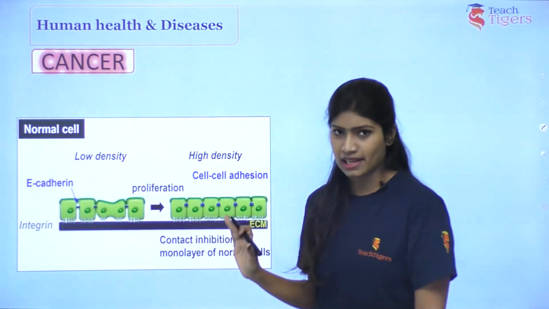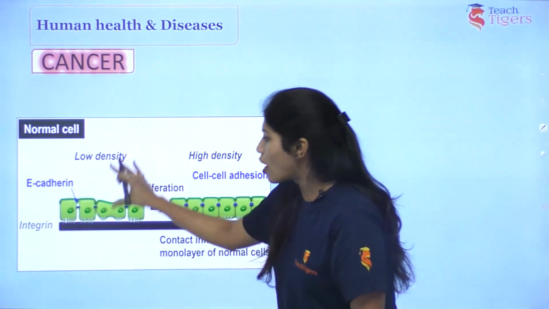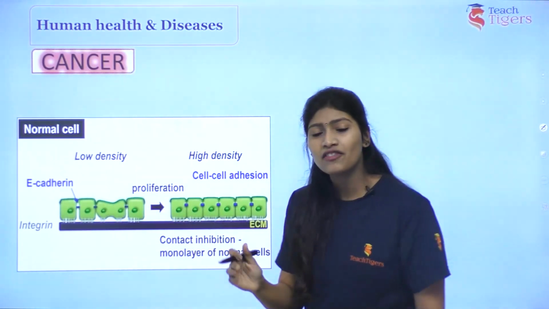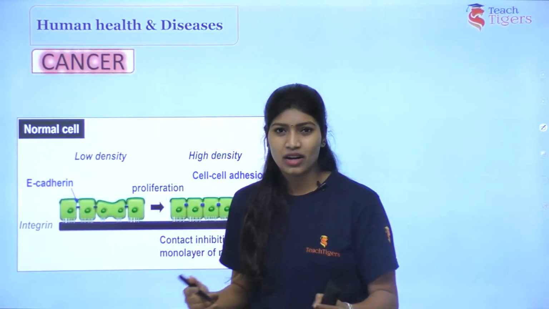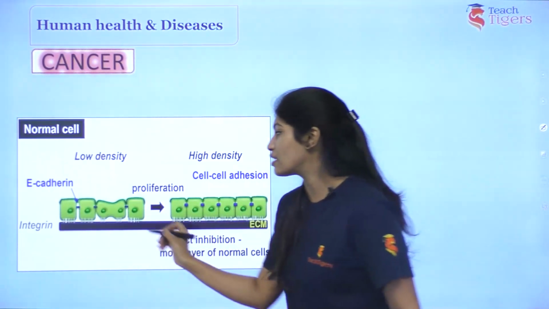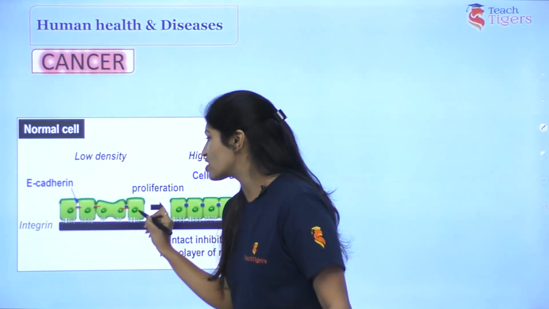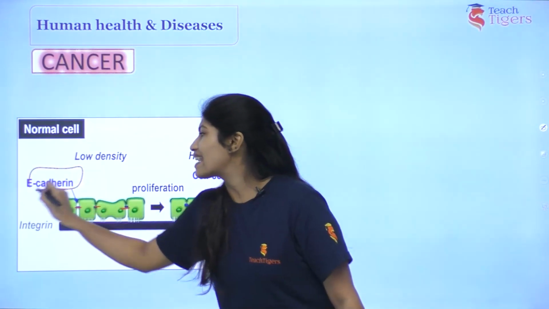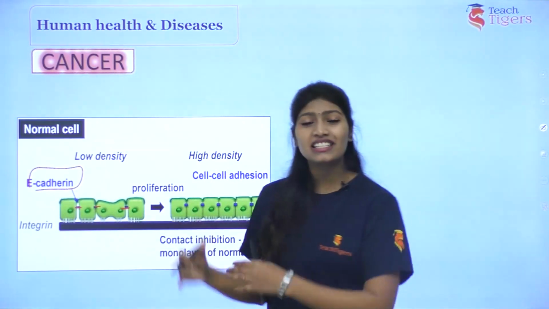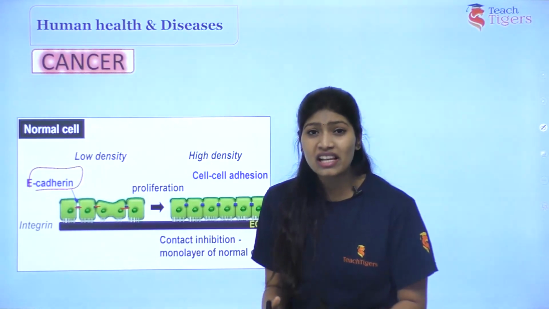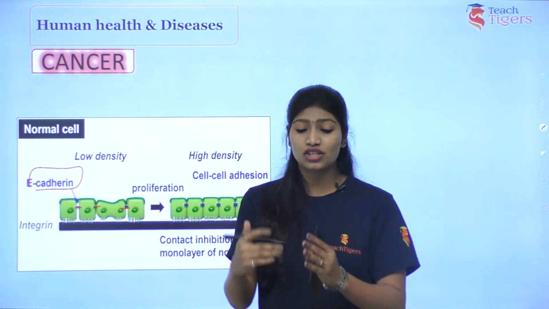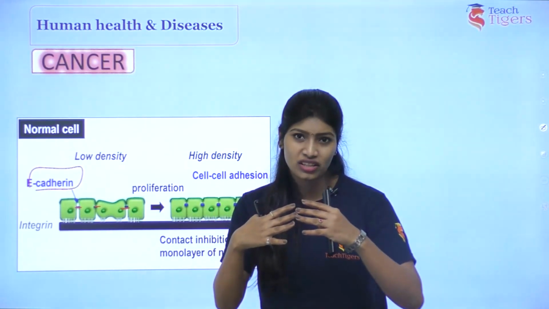So this is a normal cell. You can see clearly that normal cells will have some integral adhering junctions in between them. These junctions have E-cadherin, which is present in between them, and they make the cells stay intact with each other.